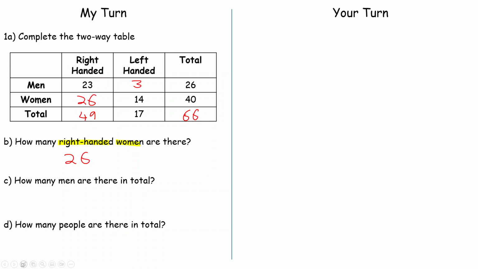Good. Part B is saying how many men are there in total. So you're looking at men, and you're looking at the total, which is going to be 26 men. Okay, so that's your answer for this one, also 26. Coincidentally, that is just a coincidence.